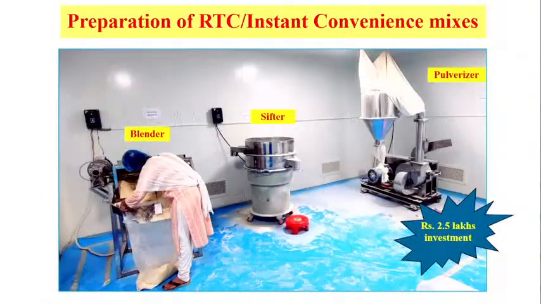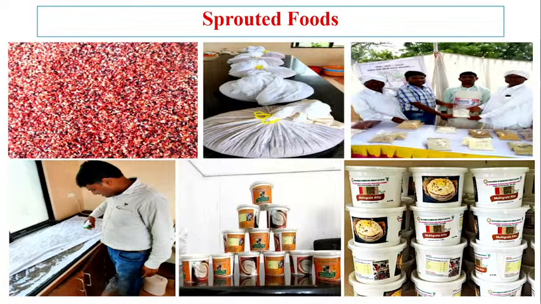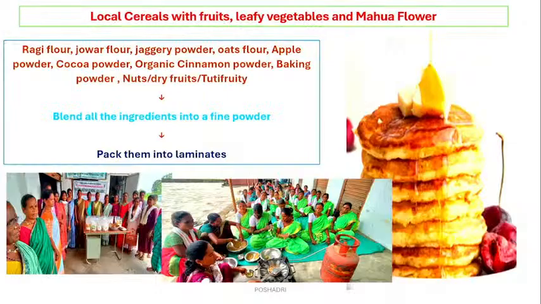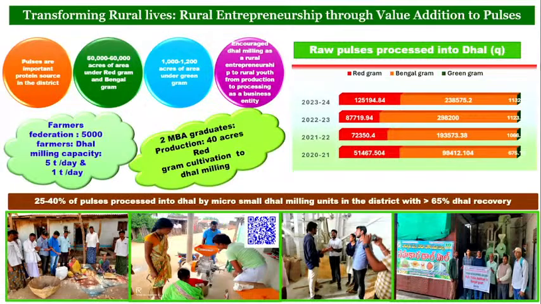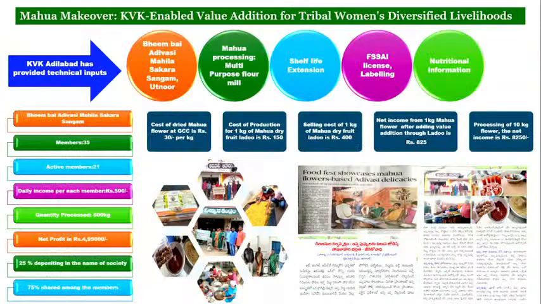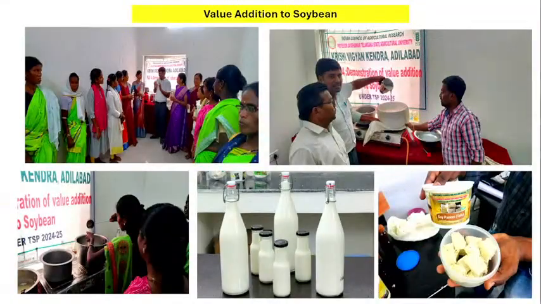Next. This is one unit we have established in the tribal area, where they make different products. Next. These are the multiple mixes we can prepare, and with the technologies given, they are promoting this. Next slide. We also promoted sprouted grains. Next. For millet processing, we have established one incubation center. We are also promoting dal mills at the farmers' level. Next slide.